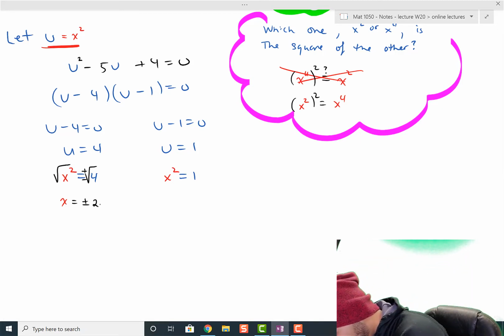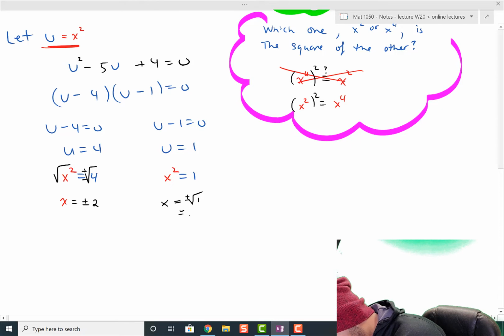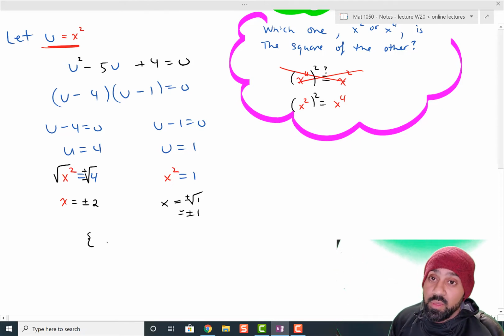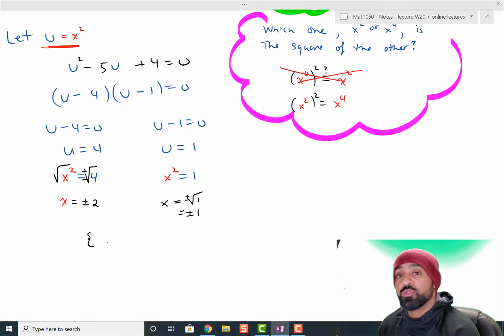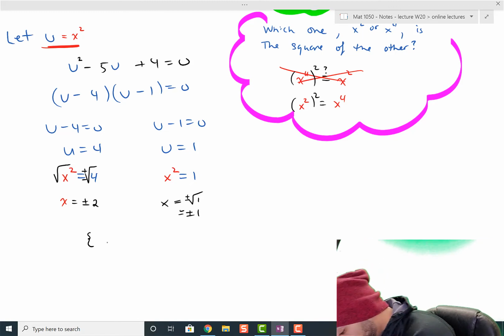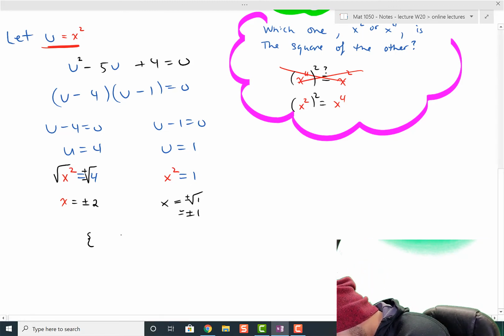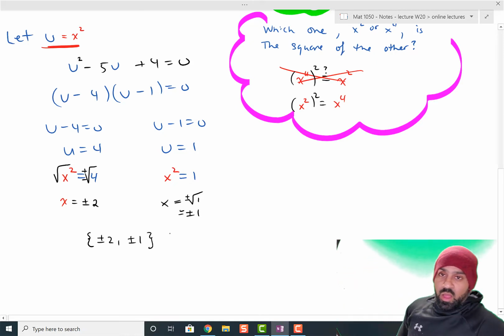Likewise, this one is going to be the square root of 1, plus or minus, which gives me plus or minus 1. So my 4 answers, and yes, you must check them. These just happen to work because this is a very clean polynomial. But make sure you check your answers. Big point. Your answers are plus or minus 2 and plus or minus 1. All right, done and done.